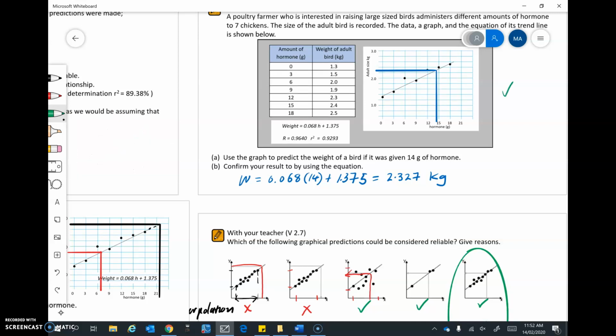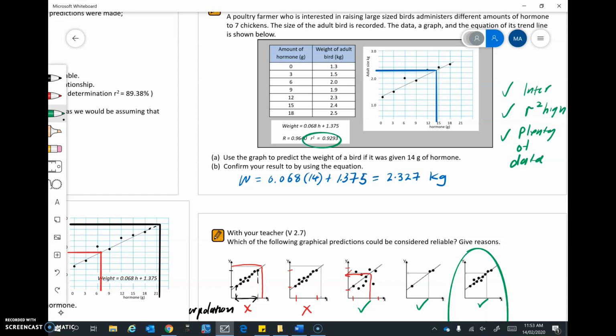I'll just write inter. Okay, now high R squared value, we can see here it's big. It's up near 0.9293, so 92.93%. That's good. The R squared value is high. And plenty of data points. Well, there's not heaps and heaps, but there's several data points, so we'll tick that box as well. So this is reliable, this prediction.